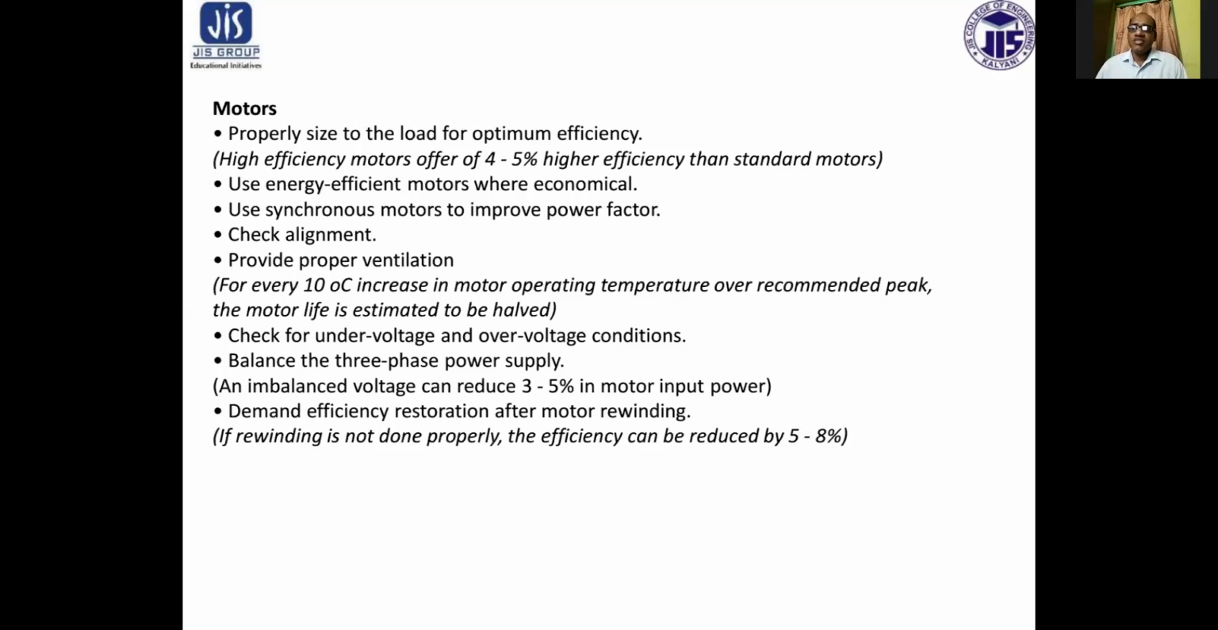Check alignments. Provide proper ventilation. For every 10 degrees centigrade increase in motor operating temperature over recommended peak, the motor life is estimated to be halved. Check for under voltage and over voltage conditions. Balance the three-phase power supply. Demand efficiency restoration after motor rewinding.